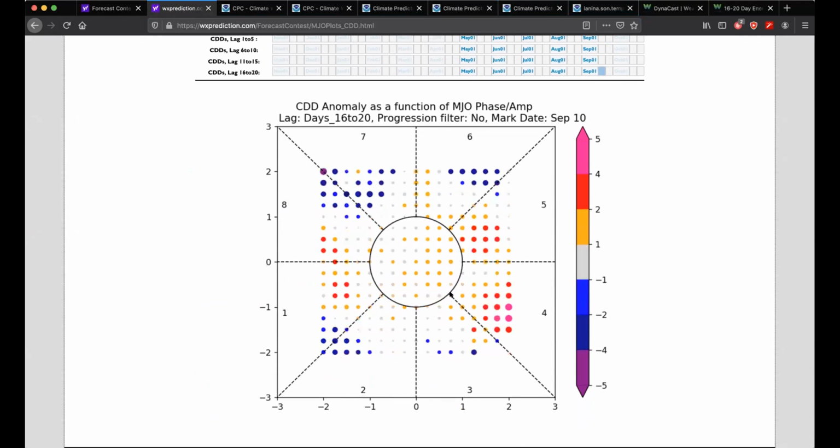So for example, right now the MJO is roughly in between phases 3 and 4. Based on the 16 to 20 day lag marked from September 10, which is actually a few days off from today, but gives an idea, you would expect 16 to 20 days later the CDD anomaly to be roughly close to the 30-year normal.